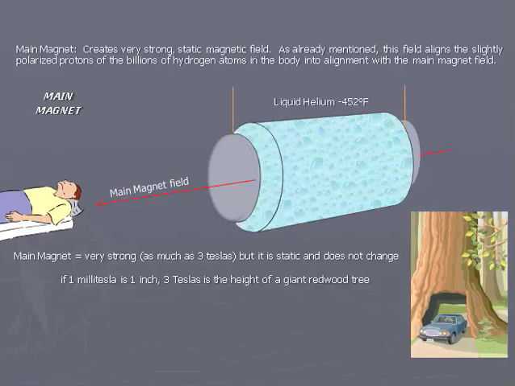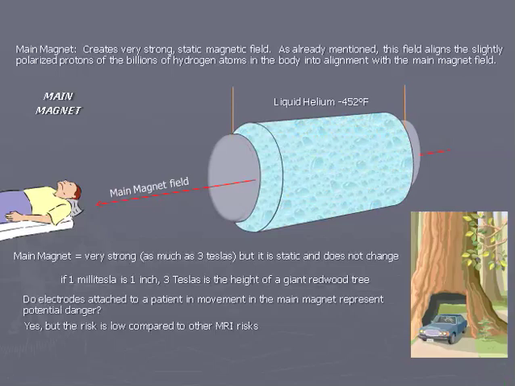Remember that when wires move through a magnetic field, a current can be generated. Do electrodes attached to a patient in movement in the main magnet represent potential danger? Yes, but the risk is low compared to other MRI risks. The main magnet is not a likely source of electrode burns.